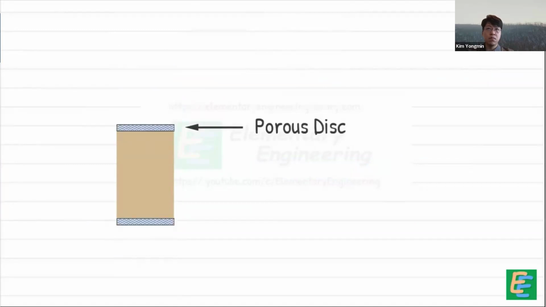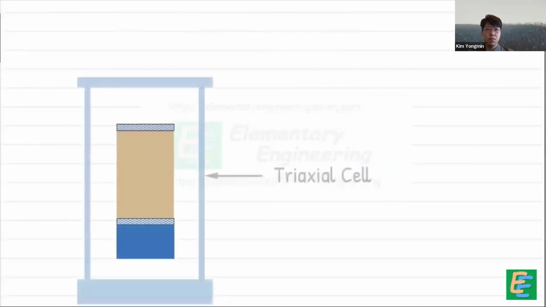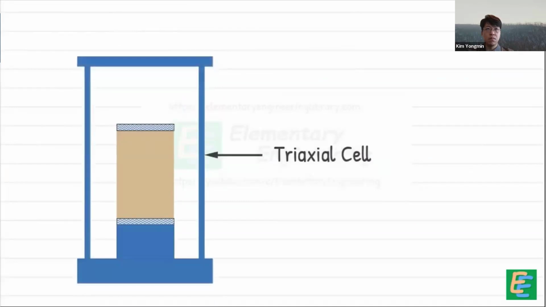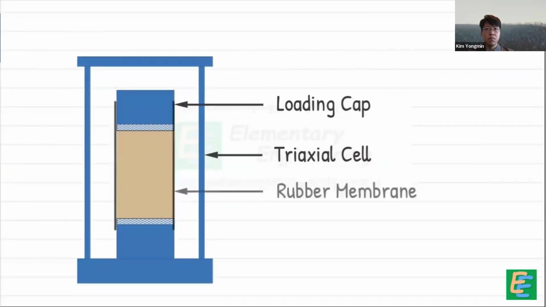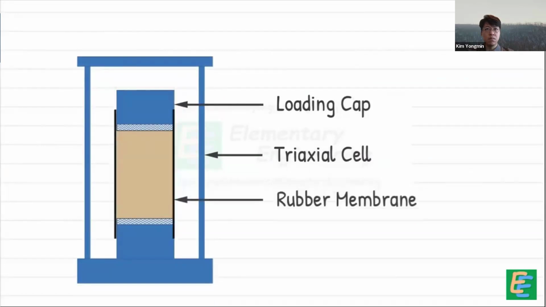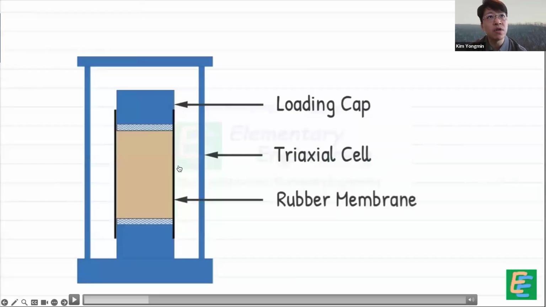To set up the test, we place the sample between two porous discs and position this assembly on a pedestal of the triaxial cell. We then attach a loading cap over the porous disc and encase the entire sample in the rubber membrane. This rubber membrane is prepared first with the soil sample, and then we mount it on the triaxial cell, and then we put also the porous stone, and then finally we apply this loading cap.